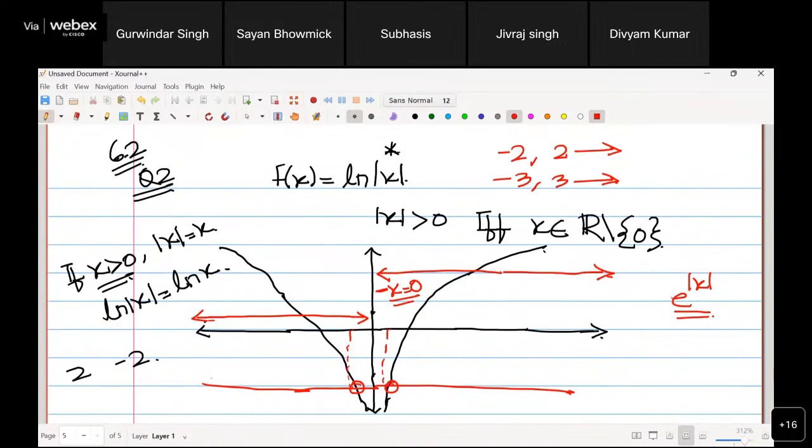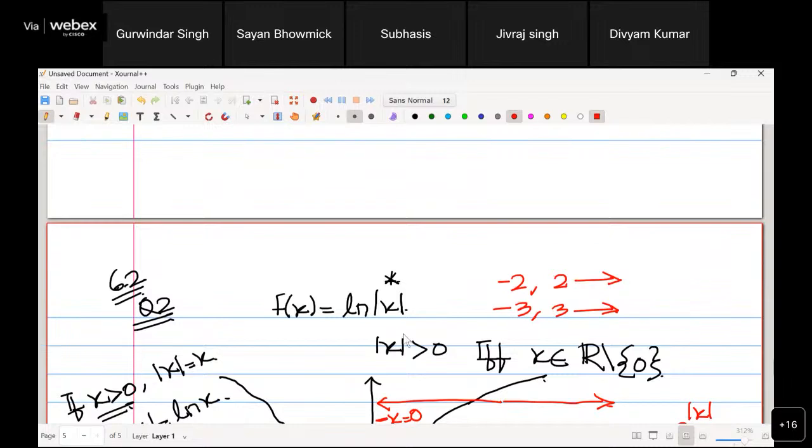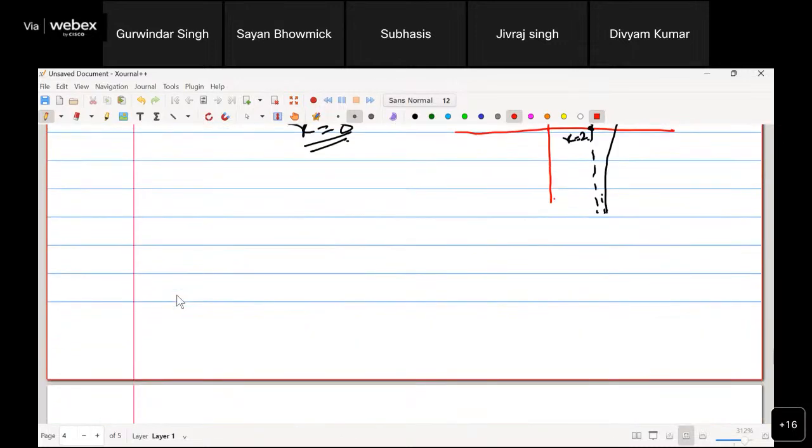Clear? Option number 3, that the inverse of f is e power mod x, is incorrect. Certainly option number 4 is more or less clear. The domain of the function is -infinity to 0 union 0 to infinity, which is pretty obvious, because again you apply using the star and you do it. Okay, fine.